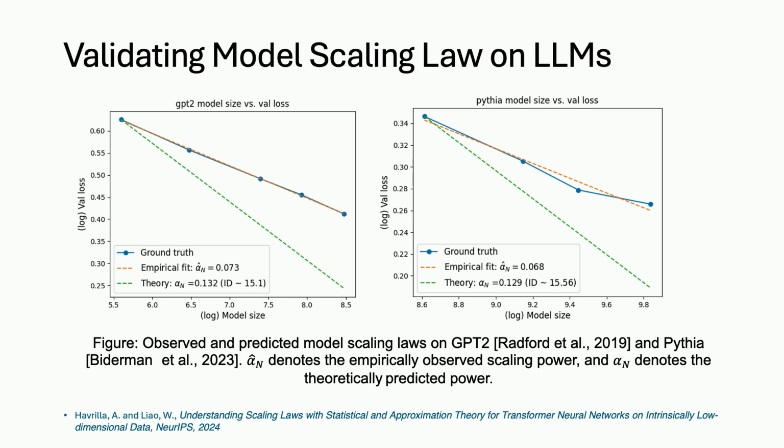And then he plugged in our theory. So what is our theory? Our theory says that the slope should be negative 2s over d. Well, s is the smoothness of the function, and we just use Lipschitz, s equals 1. And then d is the intrinsic dimension he estimated earlier. So it's not far, but it's not fitting the empirical law exactly.